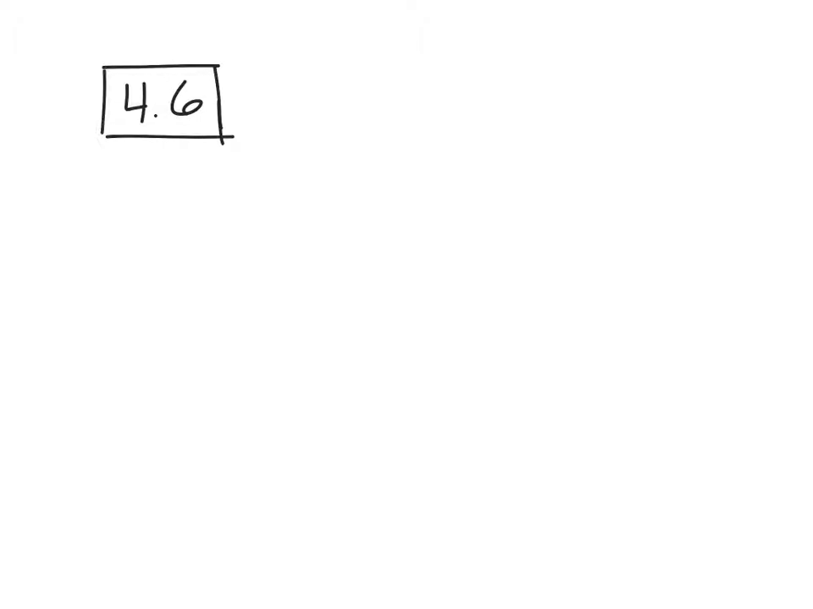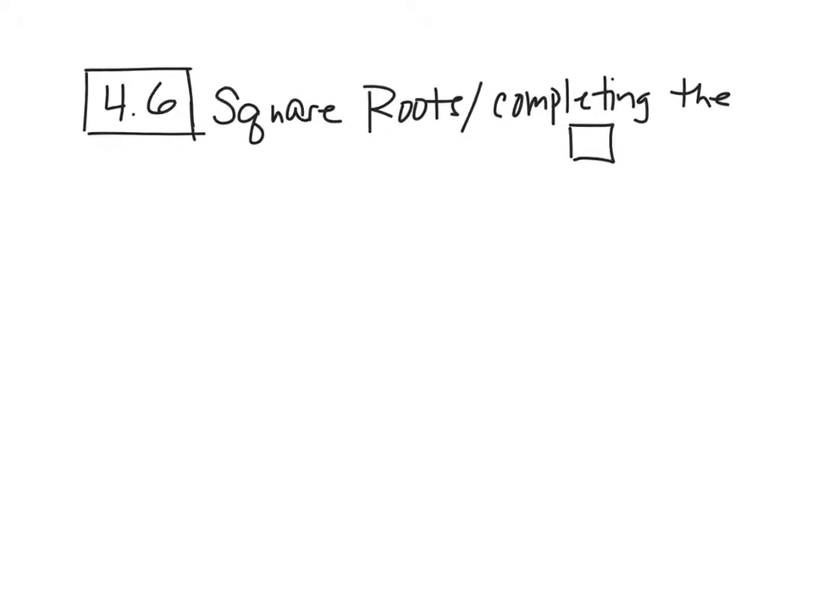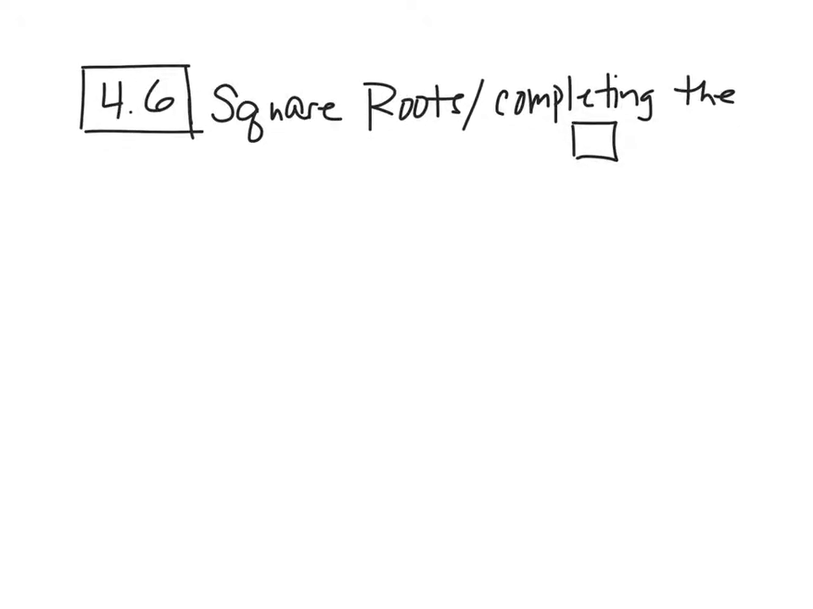All right, so we're going to do something called square roots and completing the square. Square roots and completing the square. Completing the, and I'm going to draw a square, even though it has nothing to do with squares. Sort of. Yeah, it kind of does. All right, let's go ahead. We're going to first do the square roots part, okay?